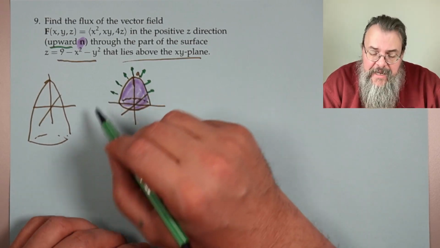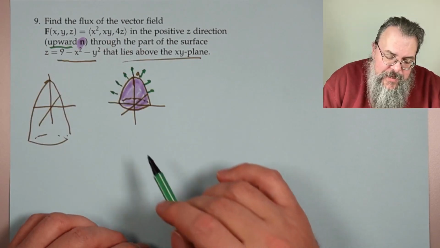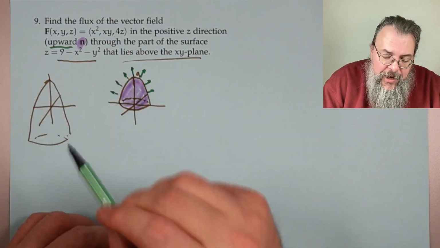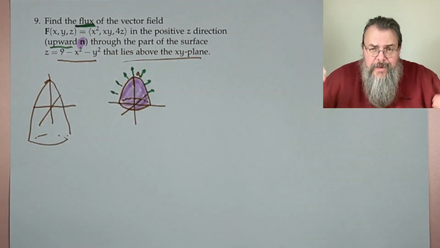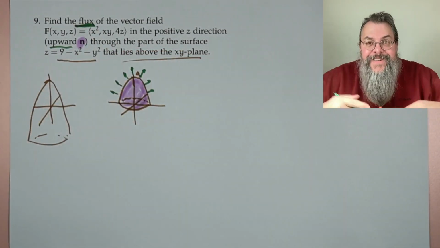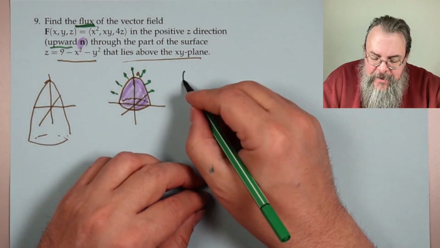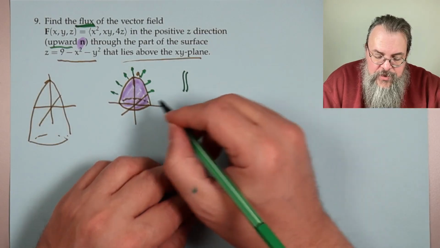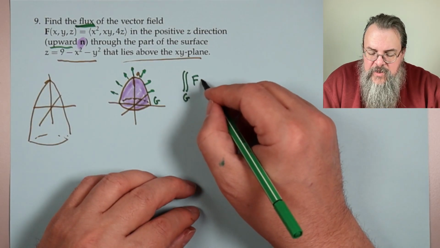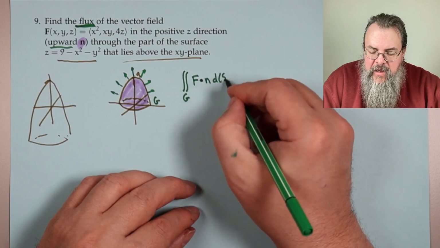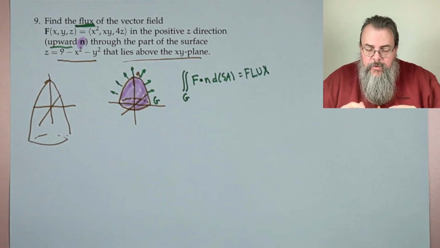Now, independently of this, there's a vector field going on, and you're trying to find the flow through the surface. How do you find flow through a surface? Flux means flow. If you want to find that, you're integrating over your surface, I'll use G for surface, of F dot n. So this is flux. That's what we're trying to compute.